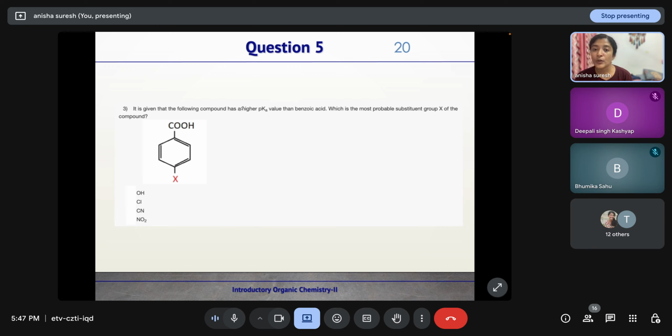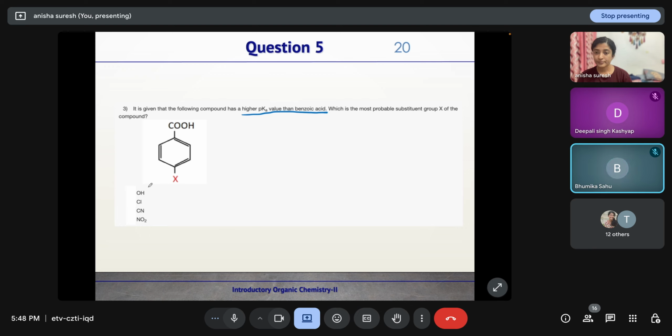It is given that the following compound has a higher pK value than benzoic acid. Which is the most probable substituent group X of the compound? So they told that it has a higher pK value than benzoic acid. Okay, so it should be less acidic than benzoic acid. So what should be the substituent X present here, such that it will have a higher pK value than benzoic acid? The substituents X they have given are OH, Cl, CN and NO2.